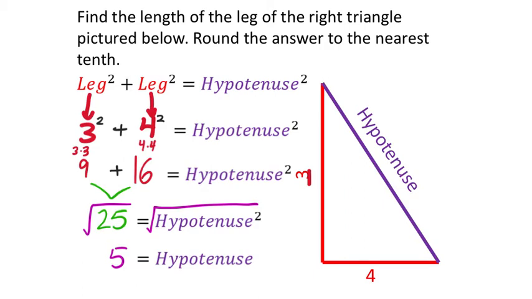Now, I'll go back here. If you were to put the 4 as the first leg and the 3 as the second leg, you're still going to get a hypotenuse that's 5. Okay? Because remember, it doesn't matter which leg you say is which. They're legs, and that's all that matters.